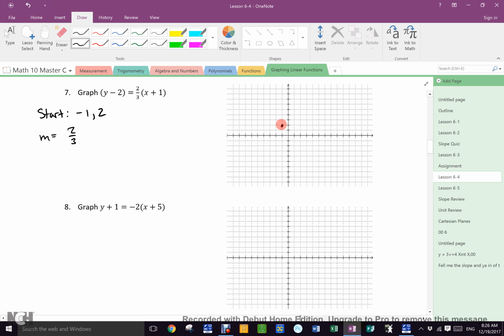Anyway, and I just count from there. And how do I count? The exact same way I counted when I was doing slope-intercept form. How do I do a slope of positive 2/3? Up 2 and 3 to the right. And then what should I do just to make sure? Down 2 and 1, 2, 3 to the left. Then I can connect the dots.